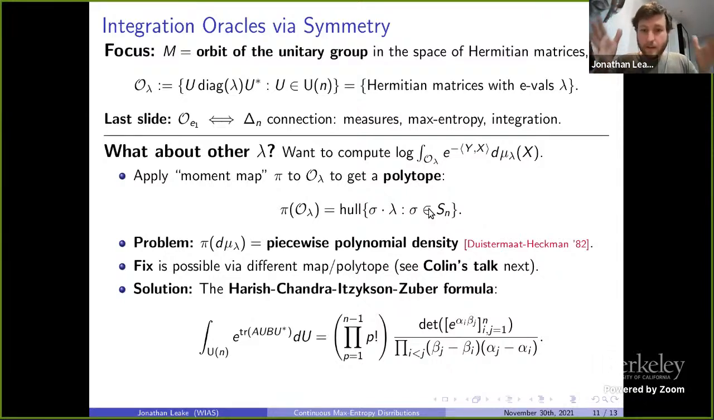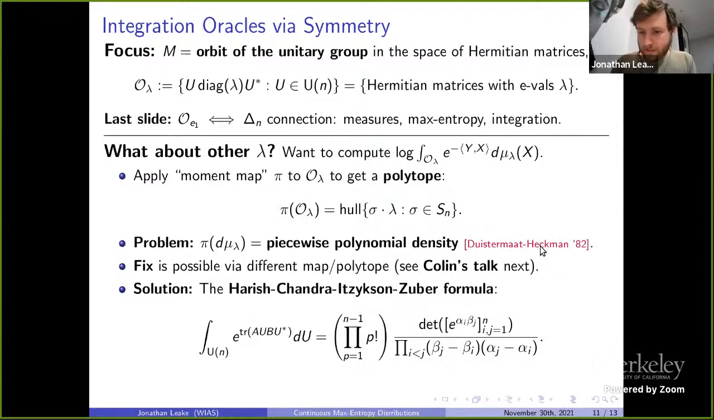We have this orbit. We look at this map. It gives us some polytope. Maybe everything's going to work out. The problem here, though, is we don't get this same nice thing as before. The push forward of this Haar measure that comes from the unitary group is actually not quite Lebesgue measure, but only a piecewise polynomial density times Lebesgue measure.